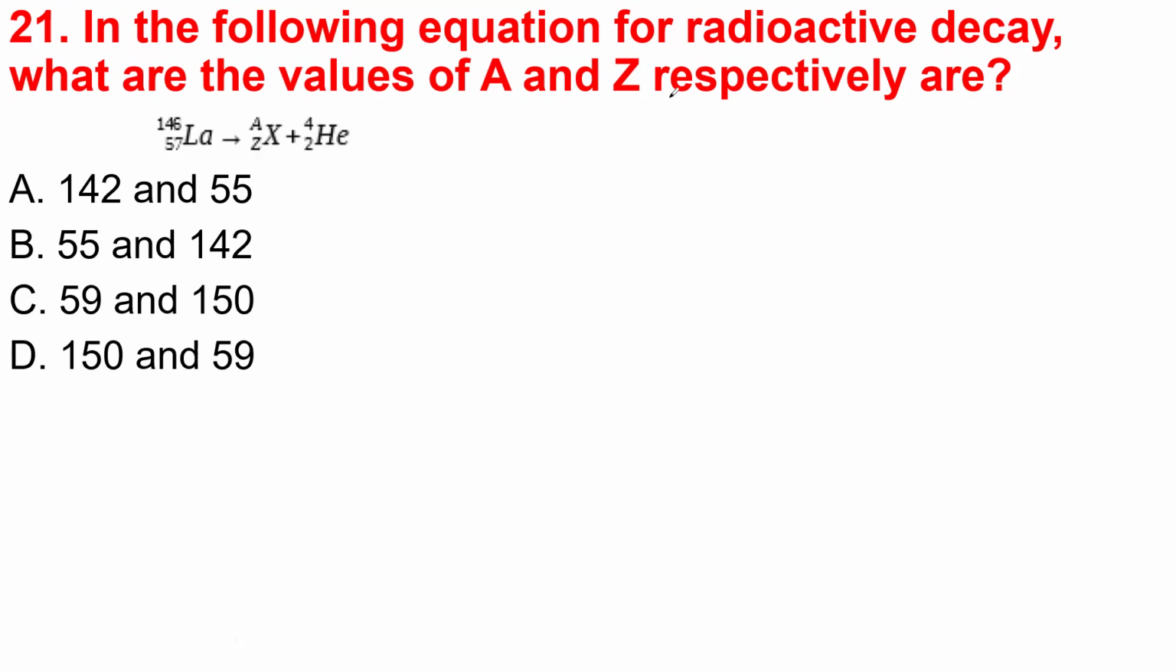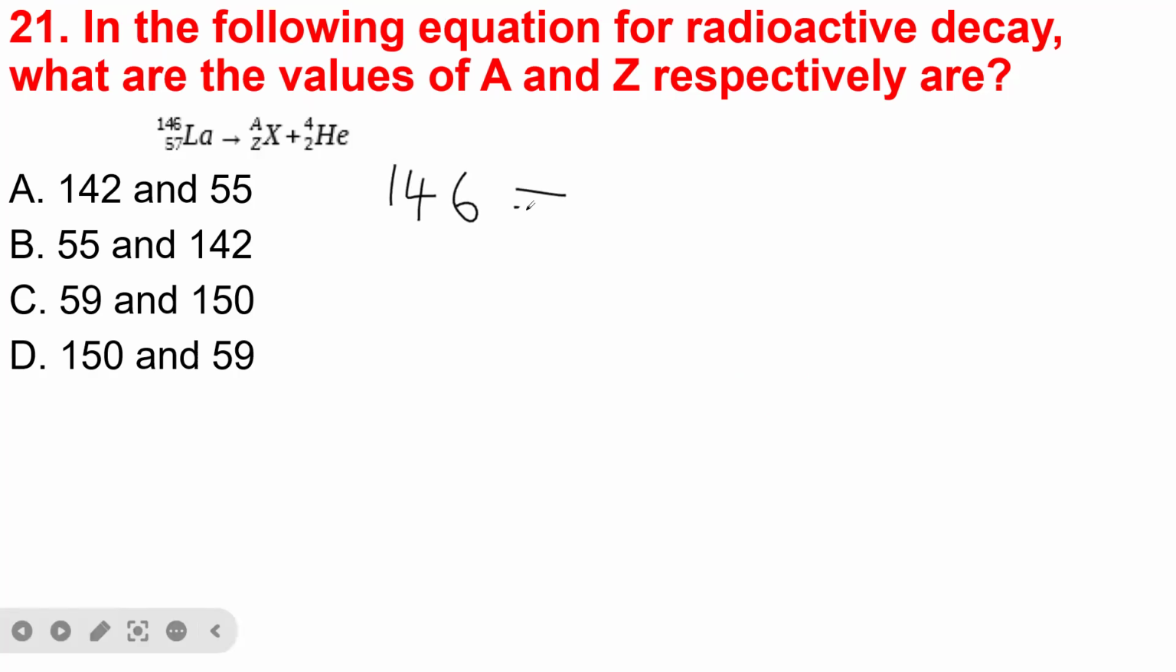So you have 143, and then 146, and for X the mass number is A, which is unknown. For helium the mass number is 4 and the atomic number is 2, and for the lanthanum the atomic number is 57, and the atomic number of X is unknown. So how are we going to calculate this? It is simple. We are going to start with the mass number.